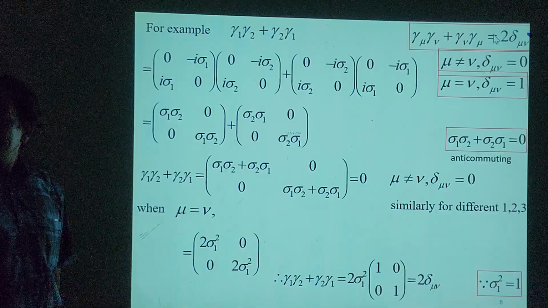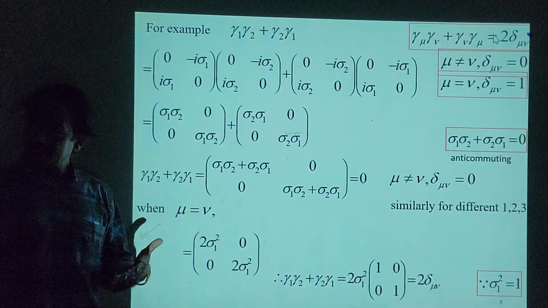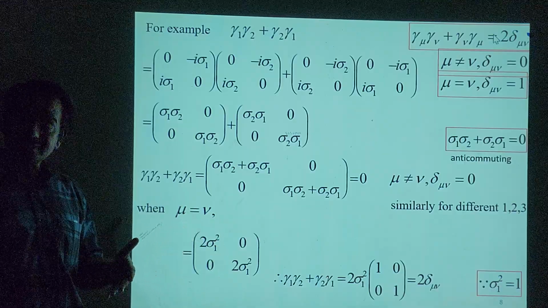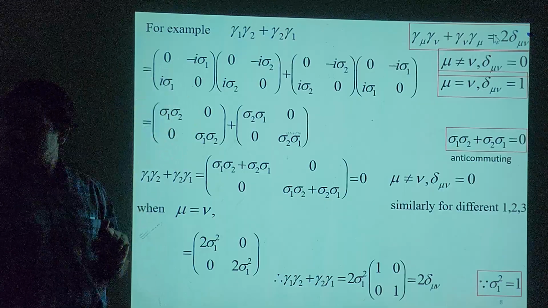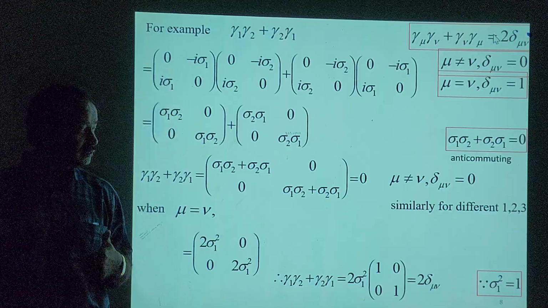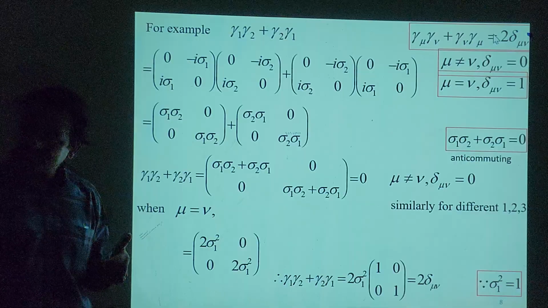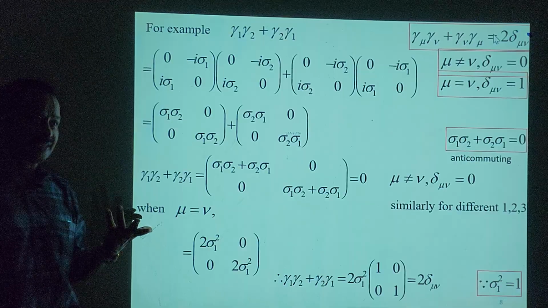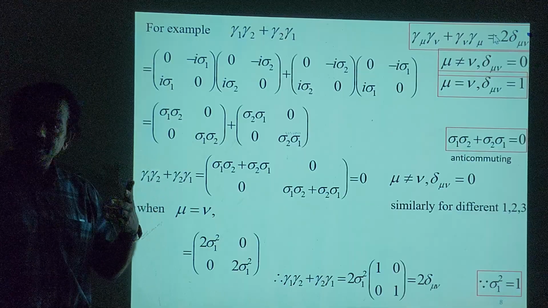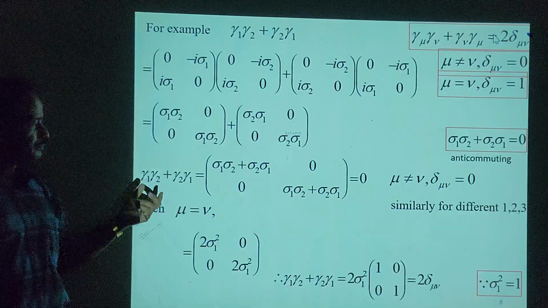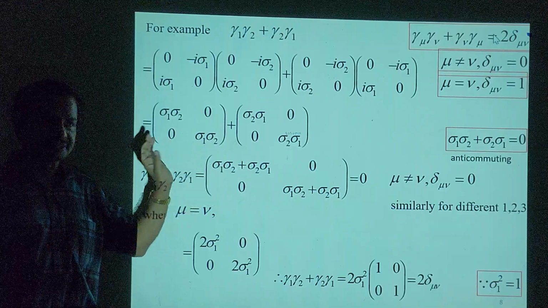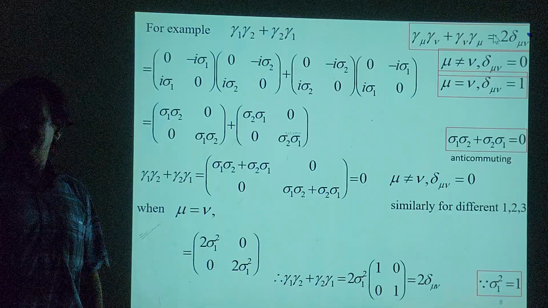Is it okay? Similarly, you can go for other indices also. We have done gamma 1, gamma 2. You can do it for gamma 1, gamma 3, gamma 1, gamma 4, gamma 2, gamma 3, gamma 3, gamma 1. Doesn't matter. Everything will go only according to this rule, so they will anti-commute with each other.